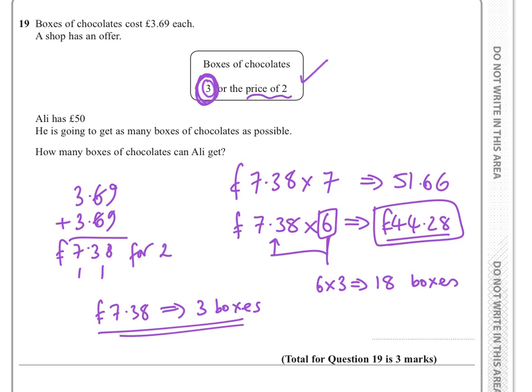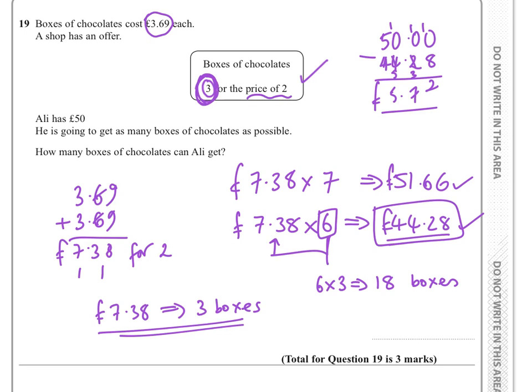Now, unfortunately, he can't buy 3 for the price of 2, because if you spent another £7.38, we already know we'd be over. We'd be at £51.66. So if we do 50 minus £44.28, and again you can use your calculator, I won't. That's £5.72.